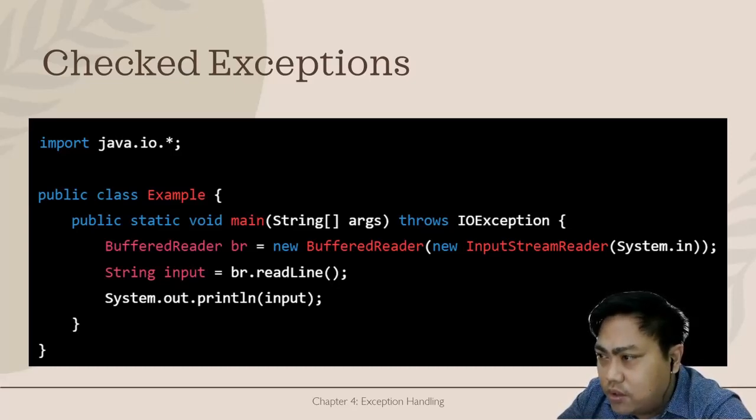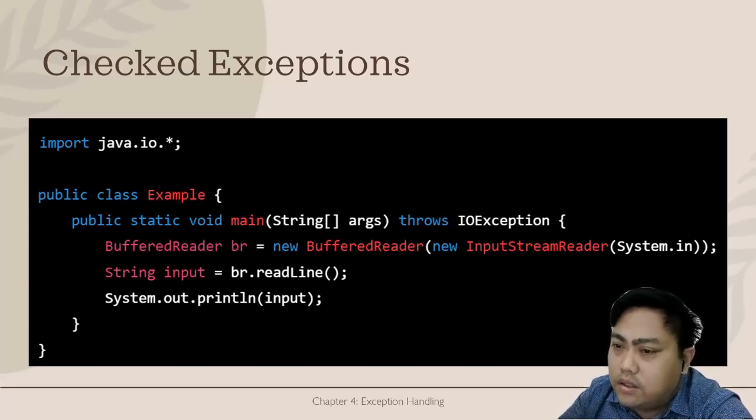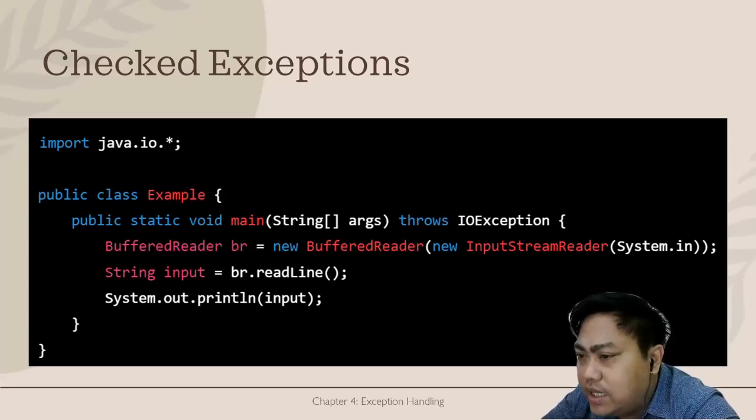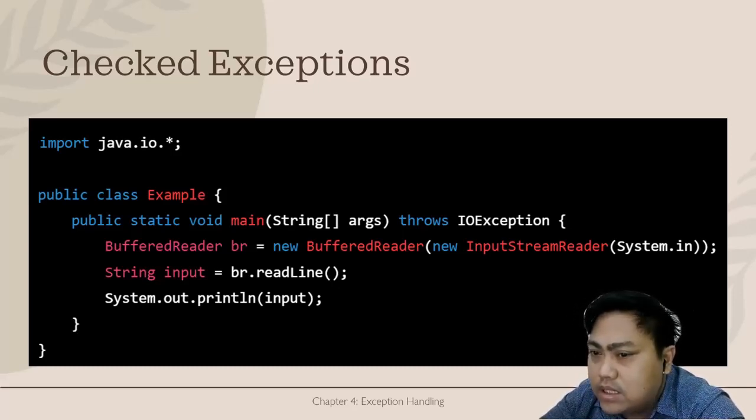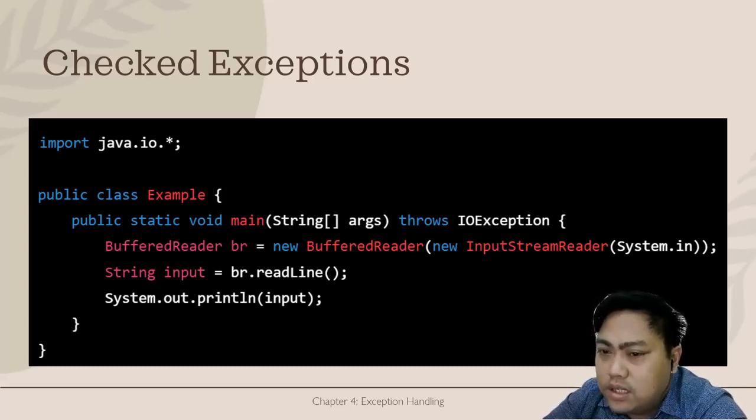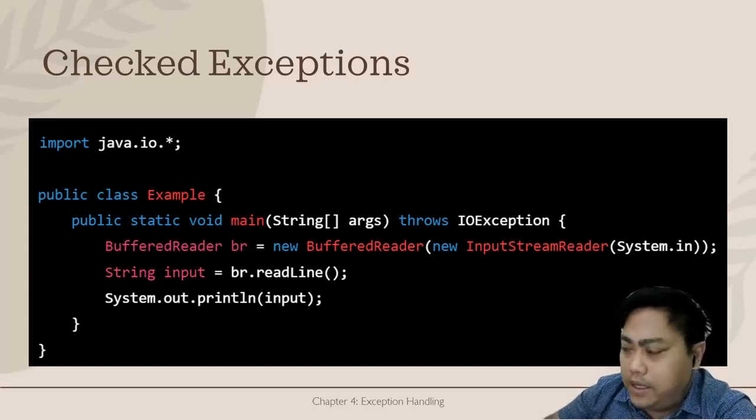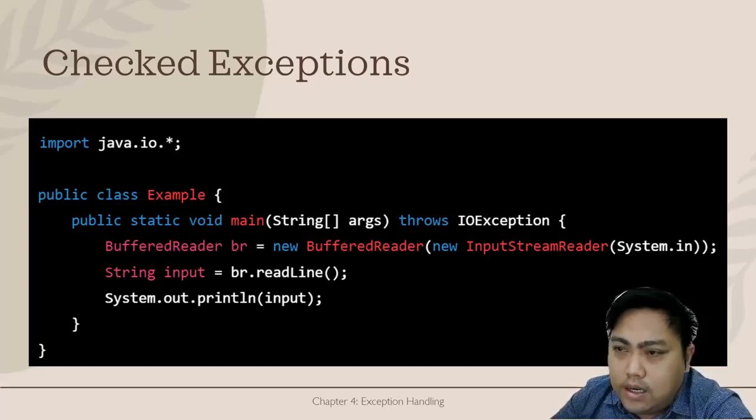Yeah. So in this example, we included throws IOException. In this case, we have chosen to declare the IOException in the main method signature using the throws keyword. By declaring the checked exception in the method signature, we are indicating that the caller of the method must either catch the exception or declare that it may throw the exception. So this ensures that any unexpected errors that occur during the execution of the program are handled in a robust and reliable way.